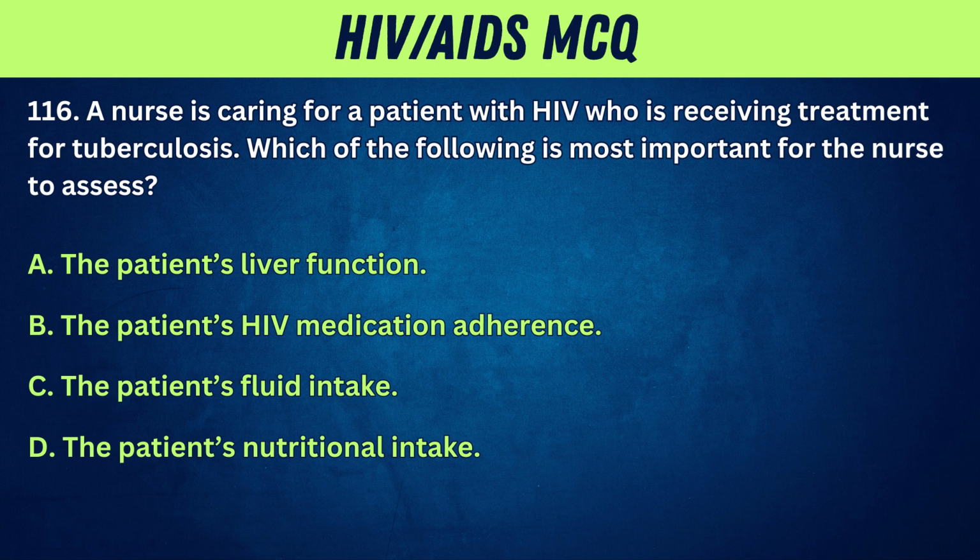116. A nurse is caring for a patient with HIV who is receiving treatment for tuberculosis. Which of the following is most important for the nurse to assess? A. The patient's liver function. B. The patient's HIV medication adherence. C. The patient's fluid intake. D. The patient's nutritional intake.